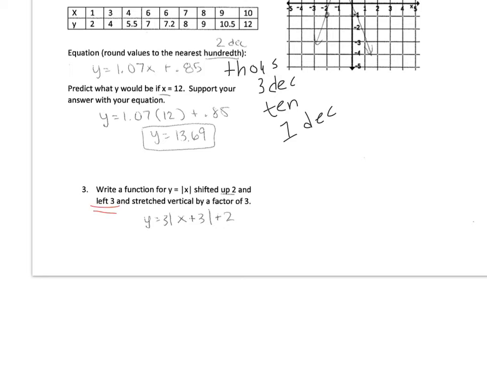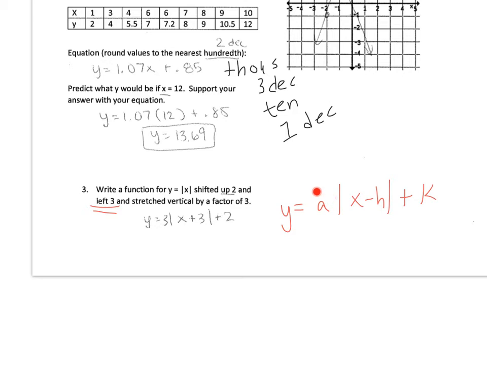Remember, the general form was a times |x minus h| plus k. So h and k, we're shifting it or translating it. When you translate something, you're just shifting it either up, left, right, down, or a combination. So h is the opposite of h. If it's going left, that's why it's plus 3.